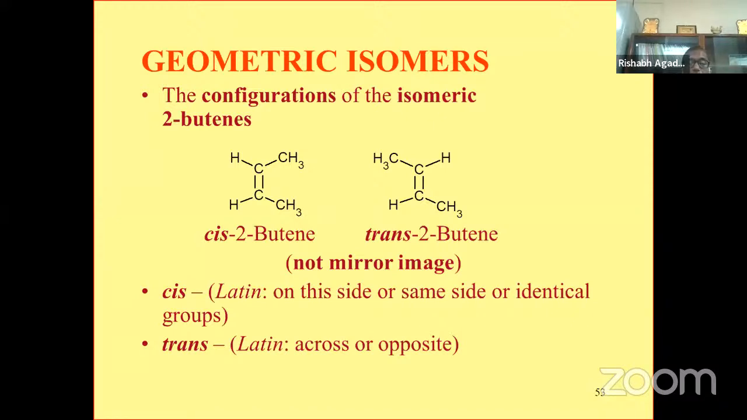So here cis-2-butene and trans-2-butene, they are not mirror images. Cis, the Latin meaning on this side or same side or identical. So here you can see in cis-2-butene, the first structure, the methyl groups are on the same side of the double bond. That's why it is called cis geometric isomer. Trans, the second structure in butene, Latin across or opposite, you can see that the two methyl groups are going diagonally in opposite directions. That's why it is called trans, Latin across or opposite.